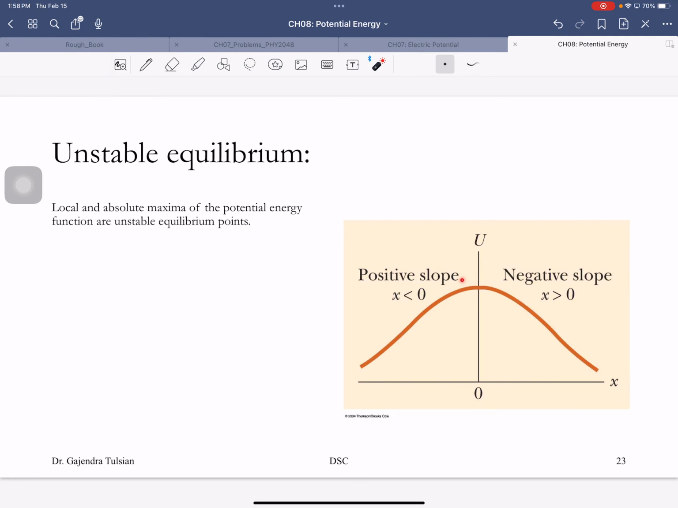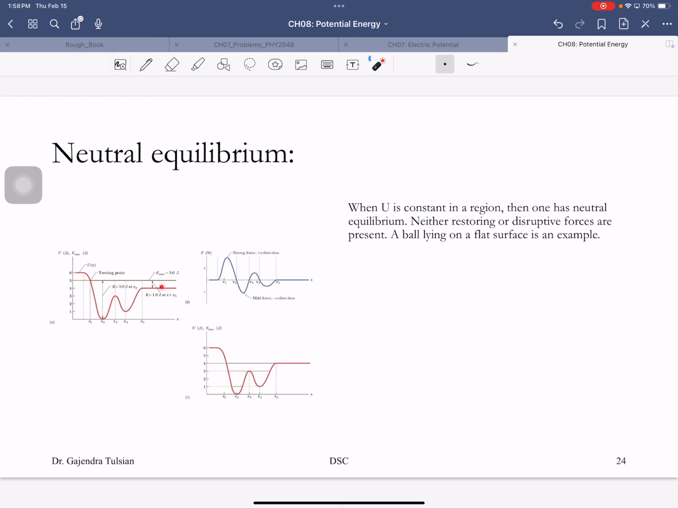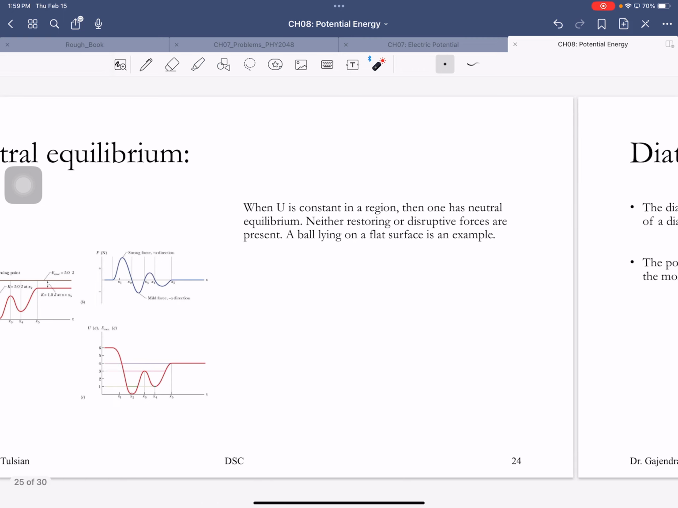Okay. So these are neutral equilibrium points. What are neutral equilibrium points? So you can put an object on a table, move it to a new location on the table, it'll still remain there. Okay? So neutral equilibrium points are a series of equilibrium points.